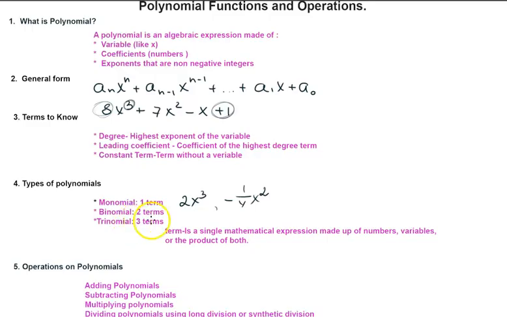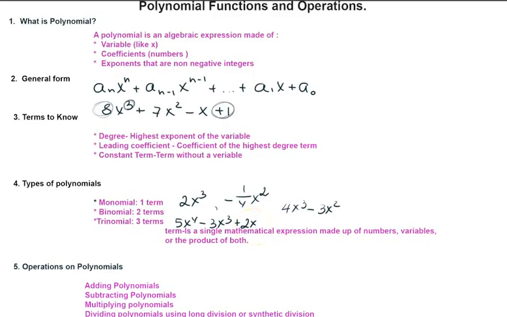The binomial will have 2 terms. So let's say I have 4x cubed minus 3x squared. The first term is 4x cubed, and the second term is 3x squared, and it's the difference of them. So you have 2 terms involved, and that's your binomial. A trinomial will have 3 terms. Something like, for example, 5x to the 4th minus 3x cubed plus 2x. So 3 terms, it's your trinomial.